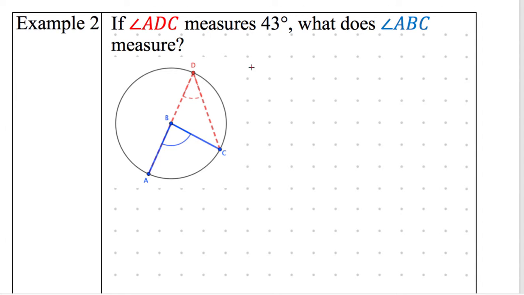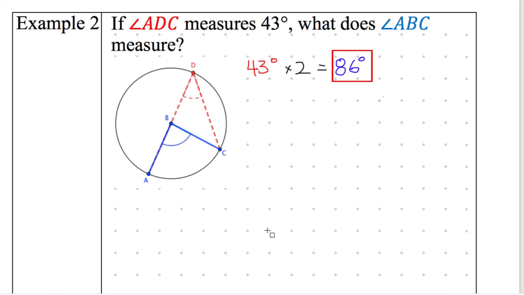Yep, so if I have 43 degrees, I'm going to multiply by 2, and I'm going to get 86 degrees. There's our final answer. I can make that blue because that's our blue angle, and there's our final answer, box it.